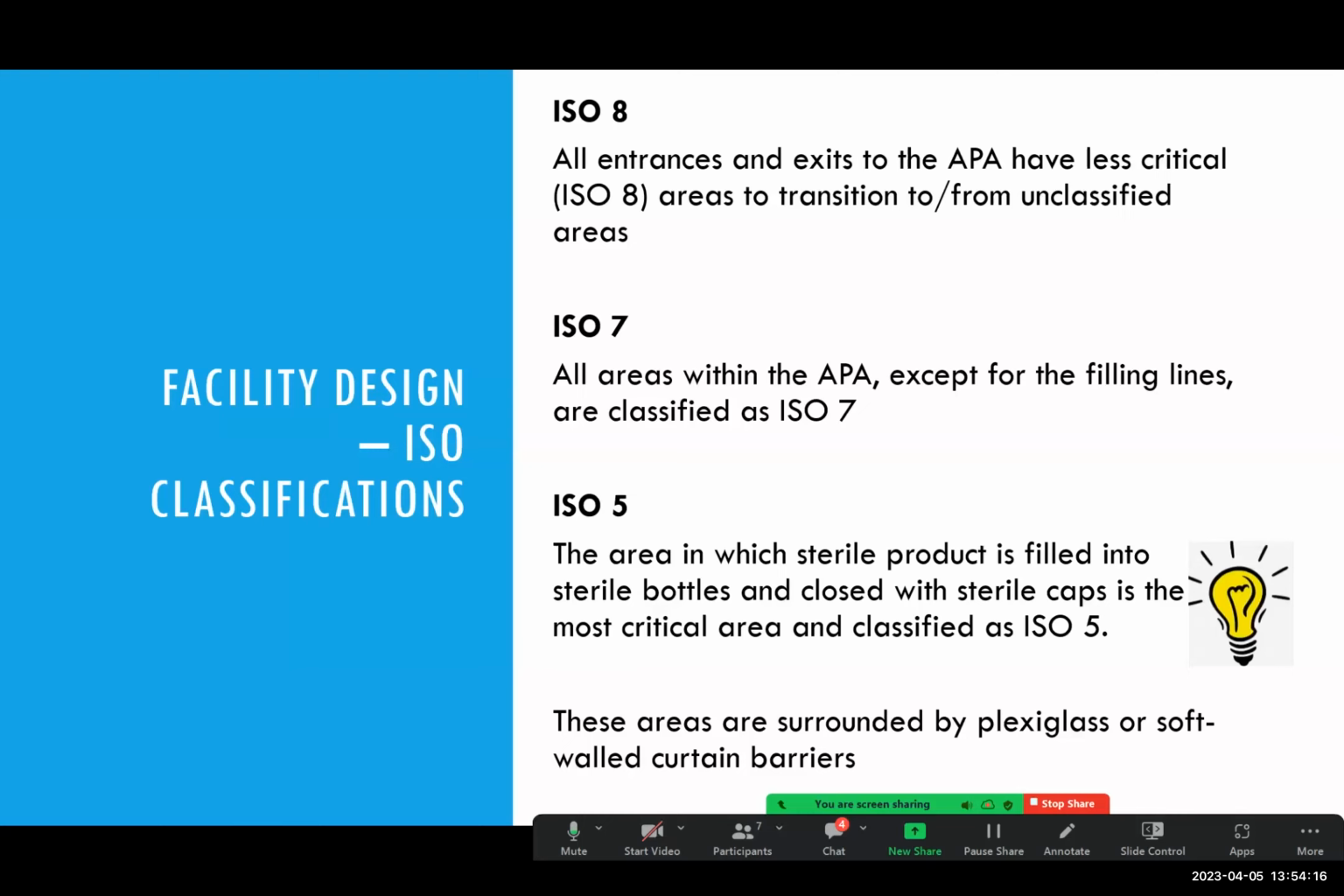So these are gonna be areas that we also surround with plexiglass doors and soft wall curtain barriers as well, to add an additional layer to try to keep microorganisms out. And the ISO 5 is the core of what we do in maintaining that as well.